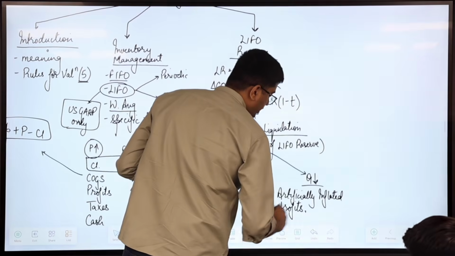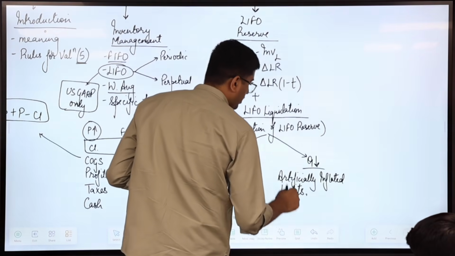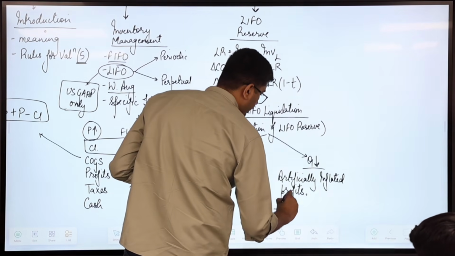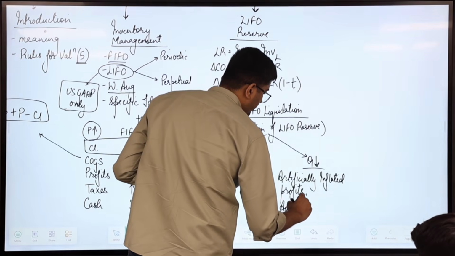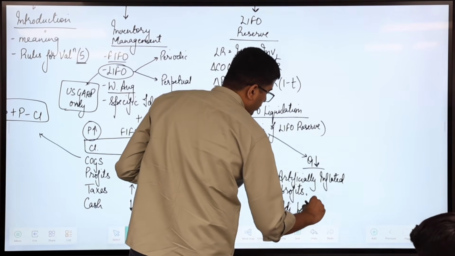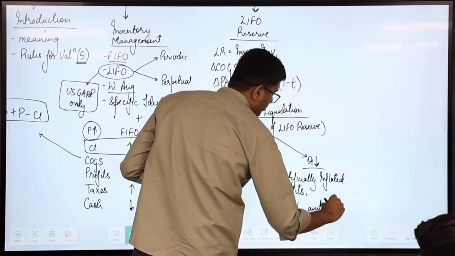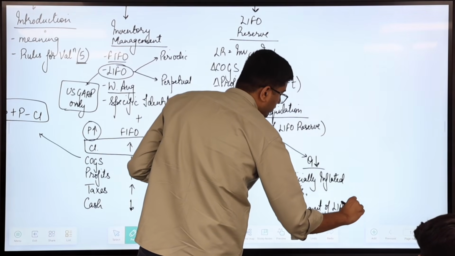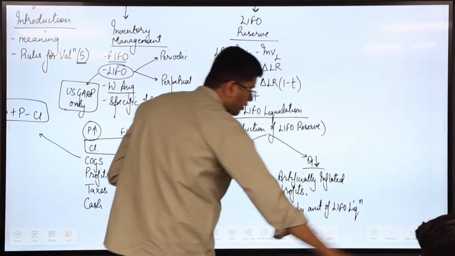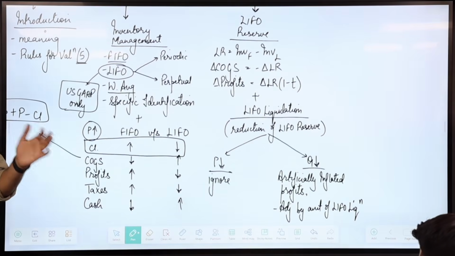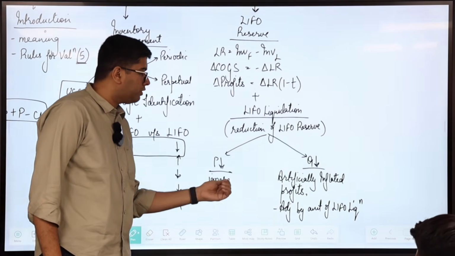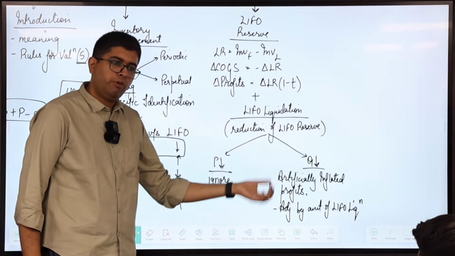So here, as an analyst, you would adjust profits by the amount of LIFO liquidation. Whatever LIFO liquidation is happening, we believe that that is artificially being transferred over to profits.